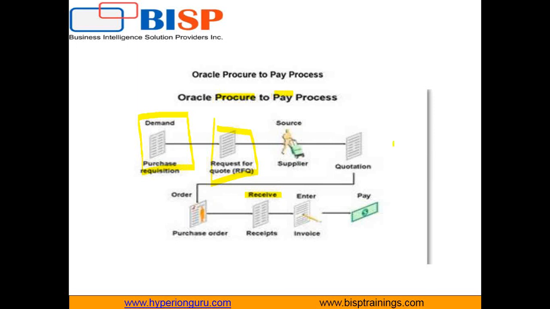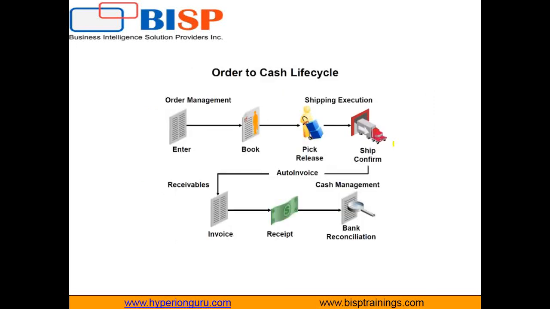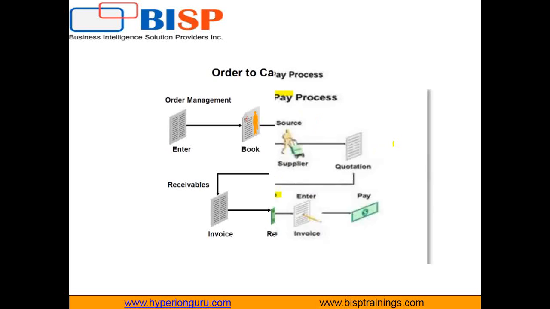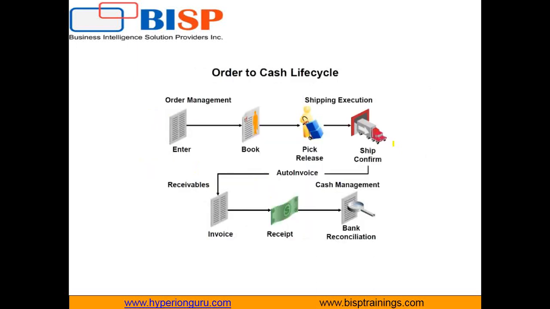So when it comes to order to cash, it's just the opposite side. Till now in the procure to pay, you yourself are a customer because you have bought raw materials from the supplier, right? You are the customer. In order to cash, you're the supplier, like you're manufacturing cars, so you're going to provide the customers the finally finished, ready-to-drive vehicle, right?